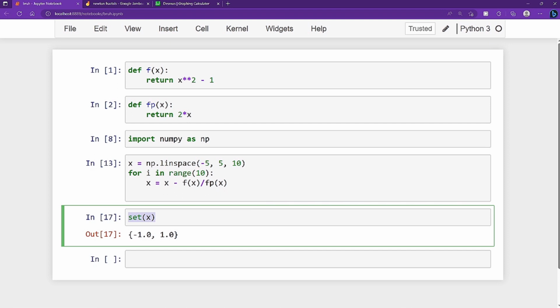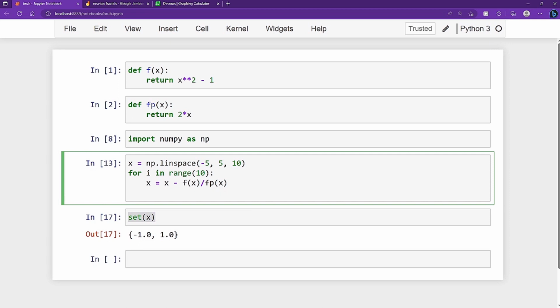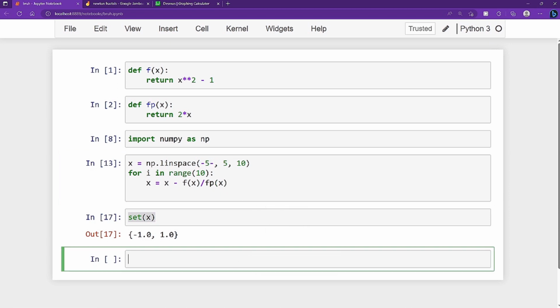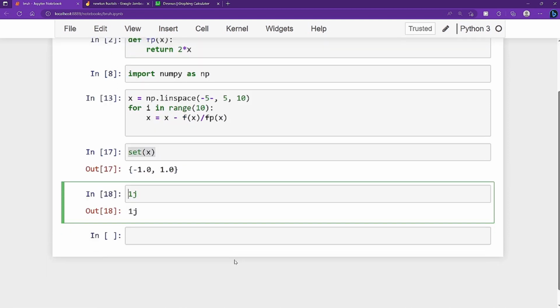Now another thing that we can do here is talk about complex numbers. So let's talk about complex numbers. In Python, you can represent complex numbers like this. j is what's used. So 1j is a complex number, and you can do 95 plus 1j.